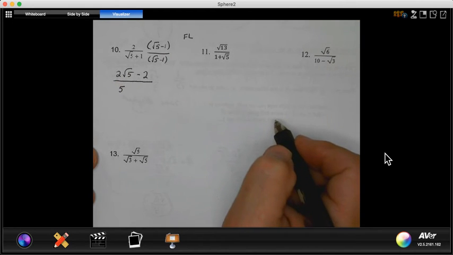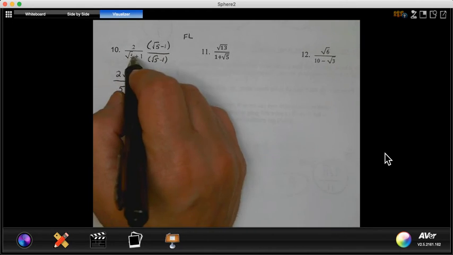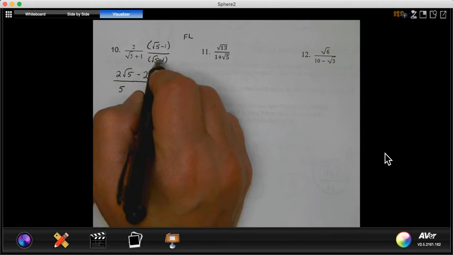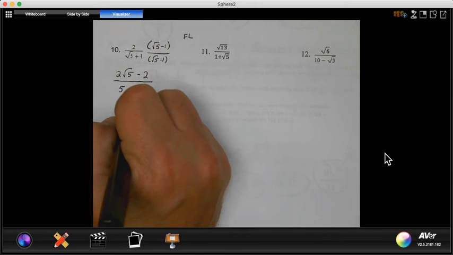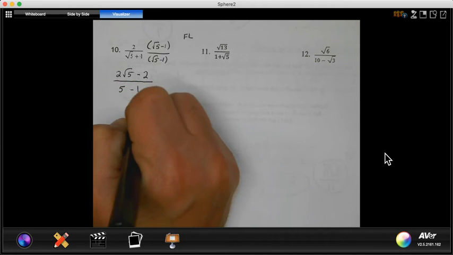Okay. Well, they will cancel. And then 1 times -1 is -1. And we got to clean it up. So we have 2 root 5.